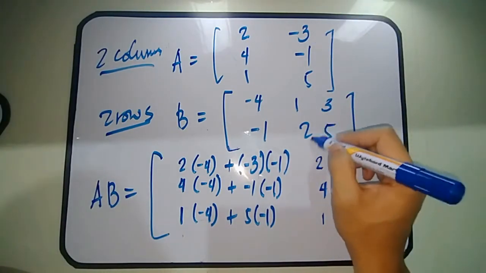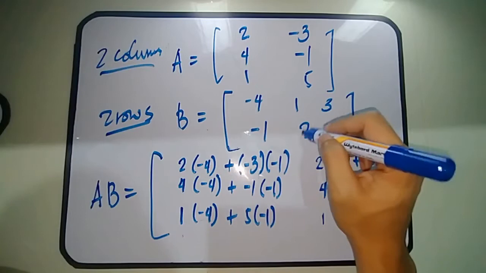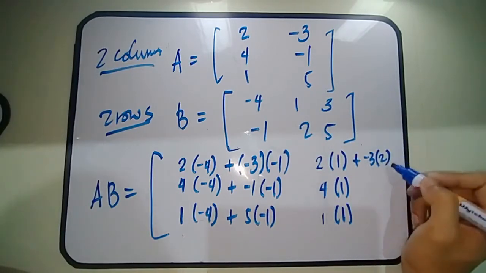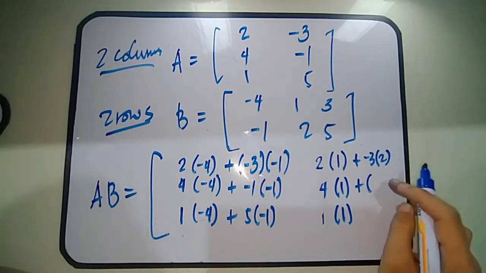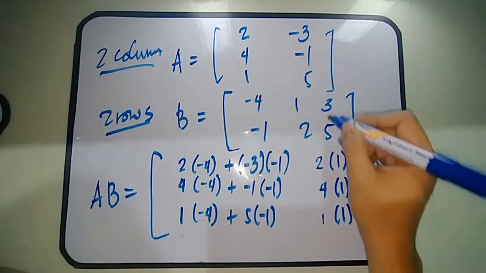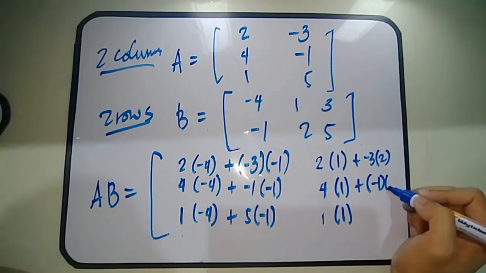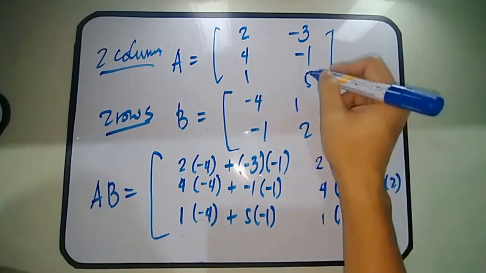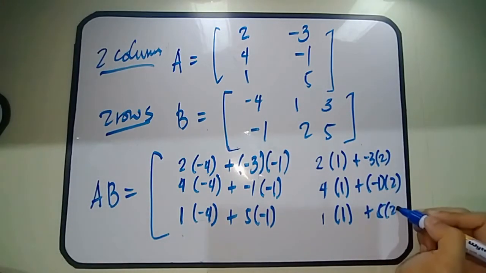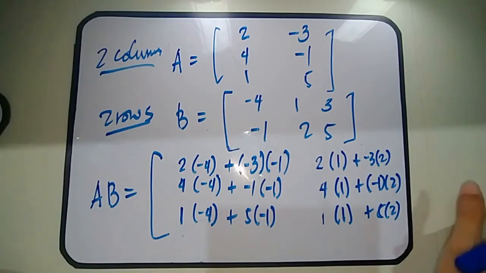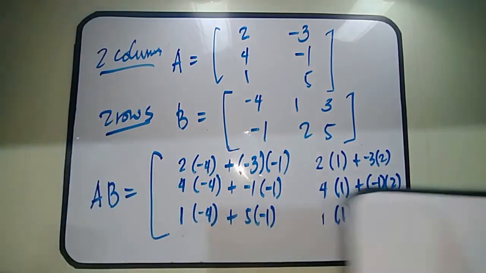Then, second column tayo. Dito. So, 2. Then, we have here plus negative 1 times 2. Plus, we have here 5 times 2. So, hindi nagkasya guys. Dapat 3x3 matrix siya. So, dito na lang sa kabila.